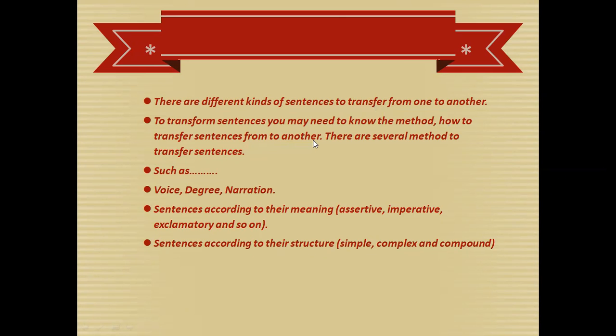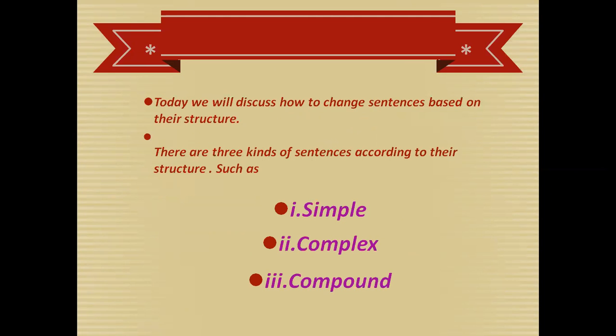So for that, what we have to do, we need to change the sentence from one to another. We have to follow the structure. So here we are going to follow the structure for simple, compound, and complex. Today we will discuss how to change sentences based on their structure. There are three kinds of sentences according to their structure, such as simple, complex, and compound.